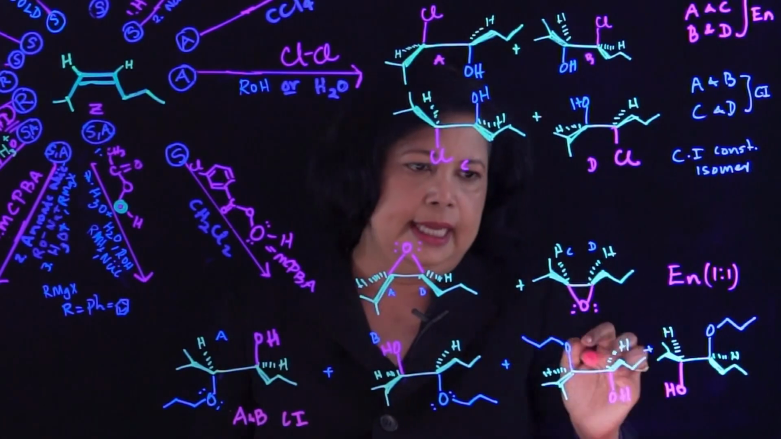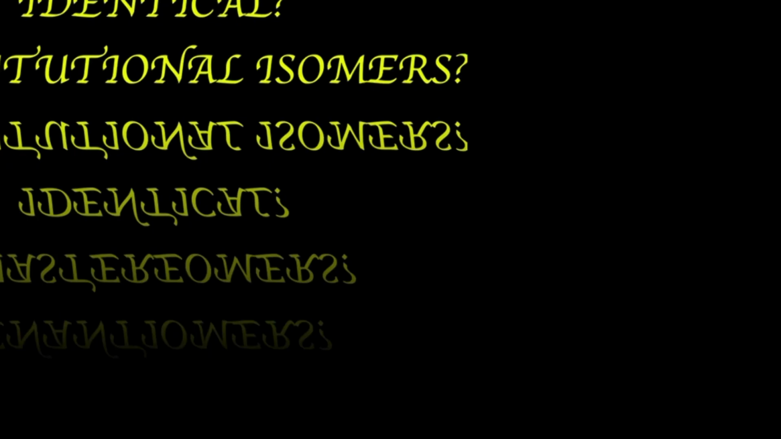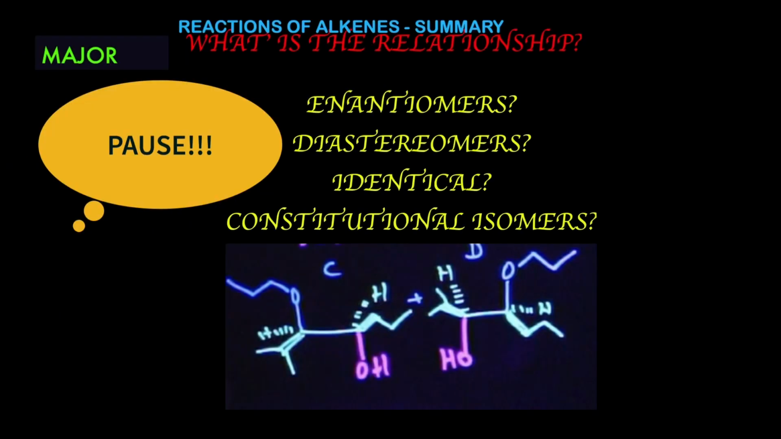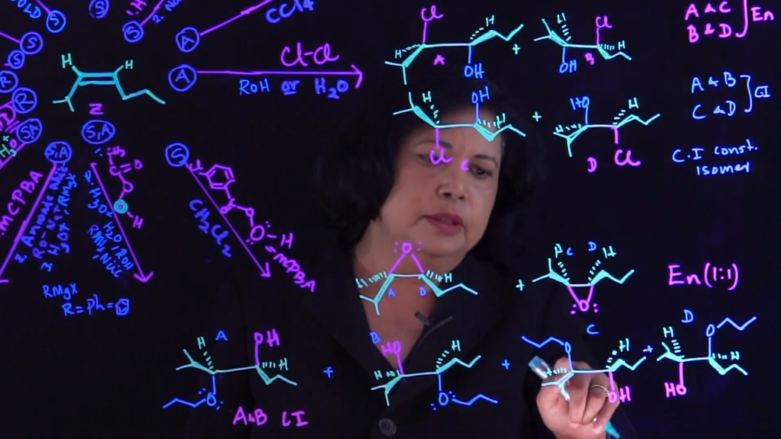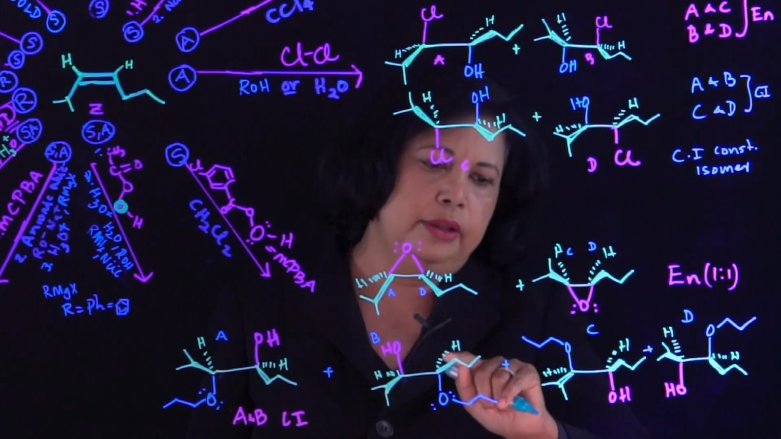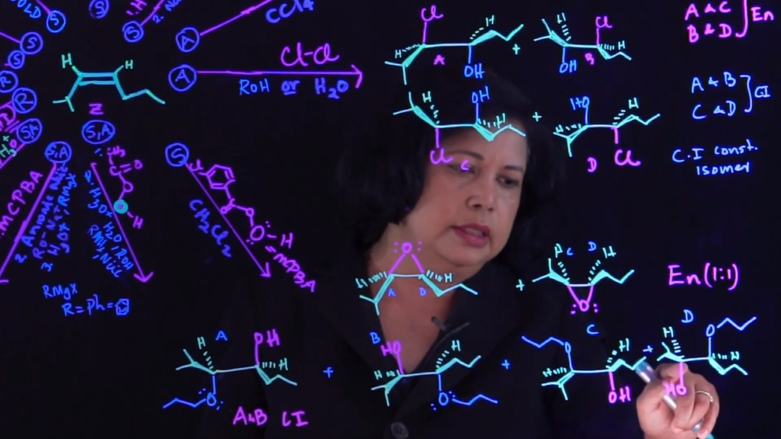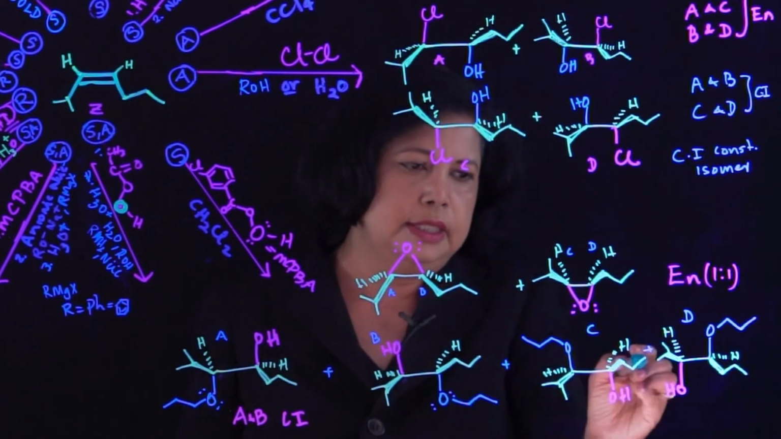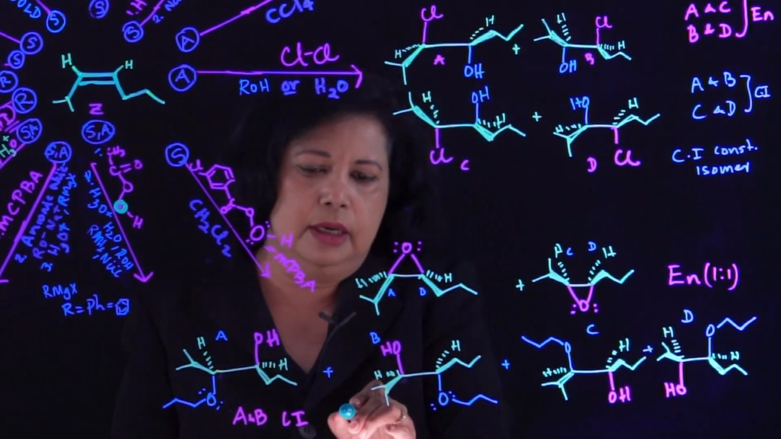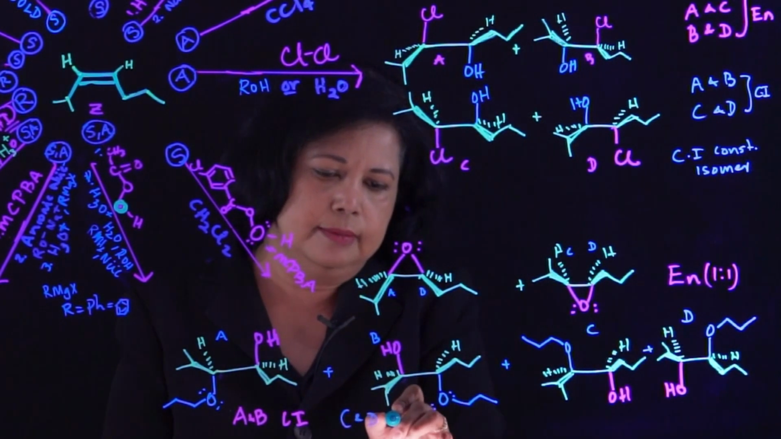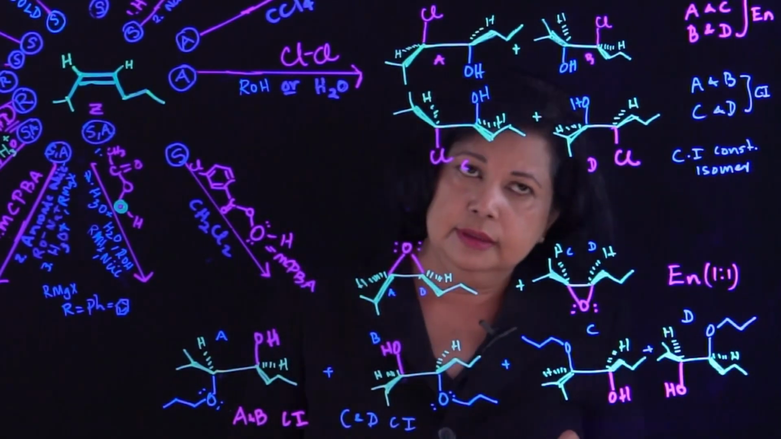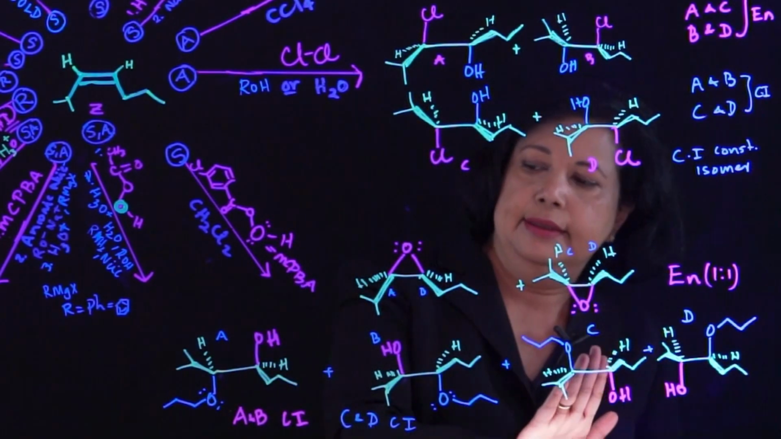Let's look at C and D here. Same thing as before. This has got an ether group on this carbon, and at the very same place in that molecule, it's got a hydroxyl. So C and D are also constitutional isomers. Well, what about A and C?